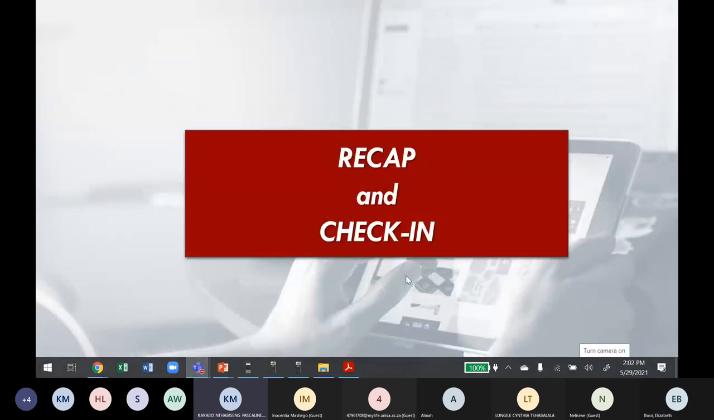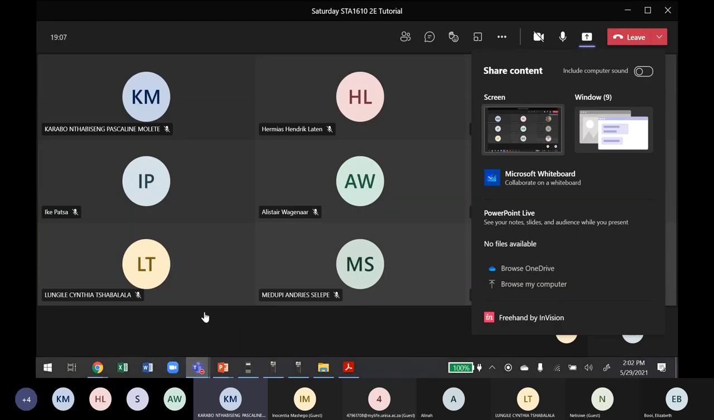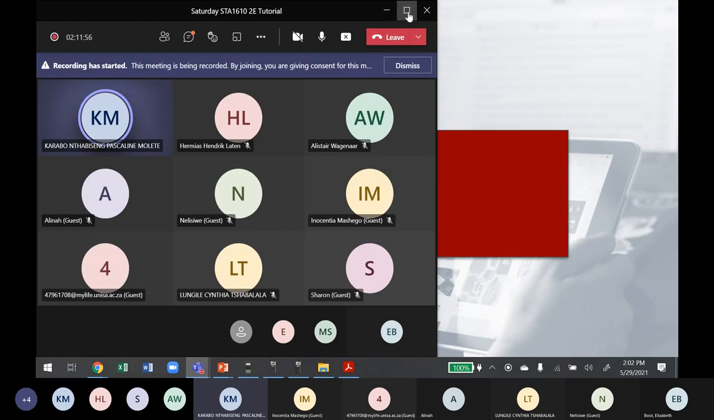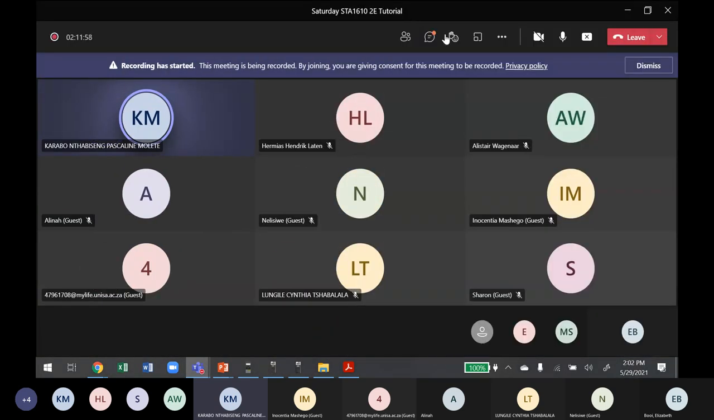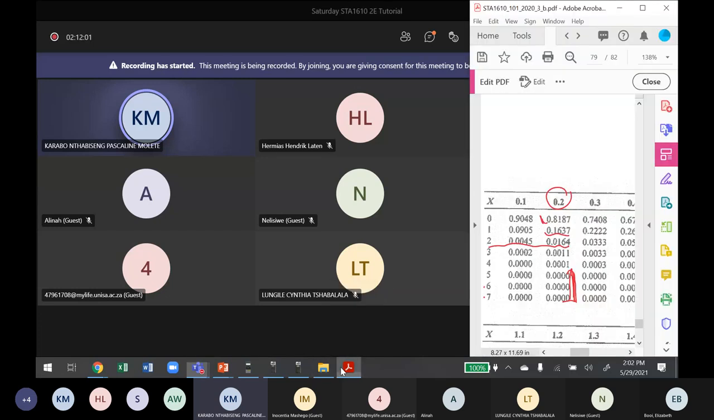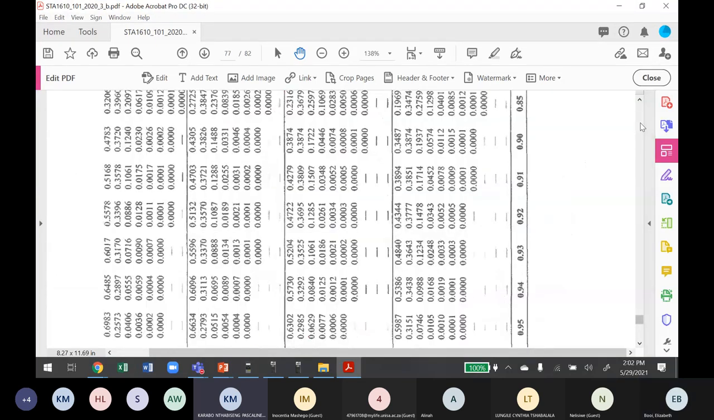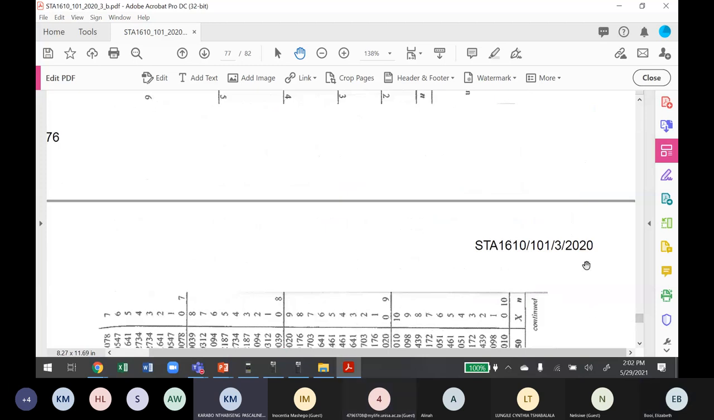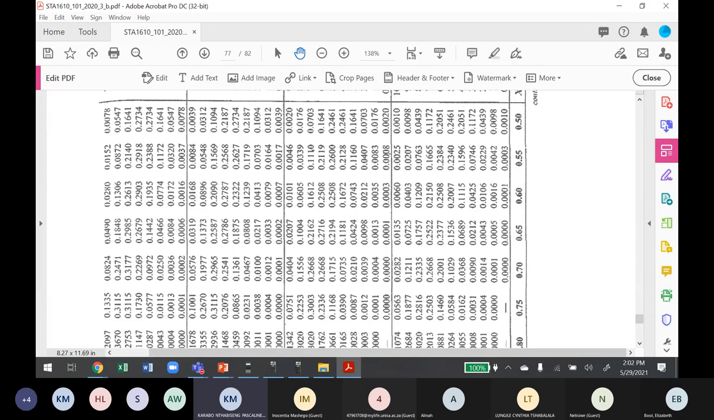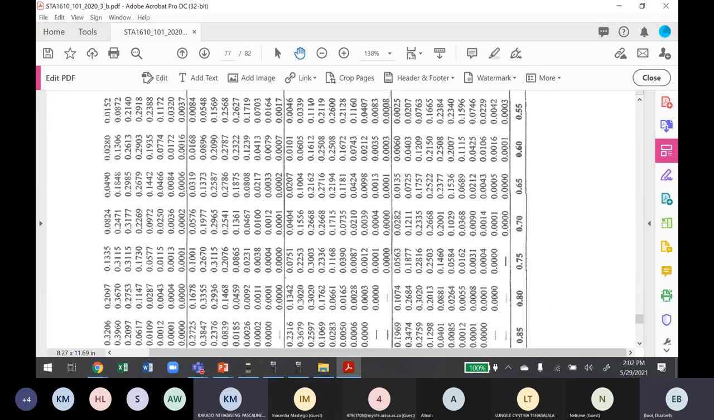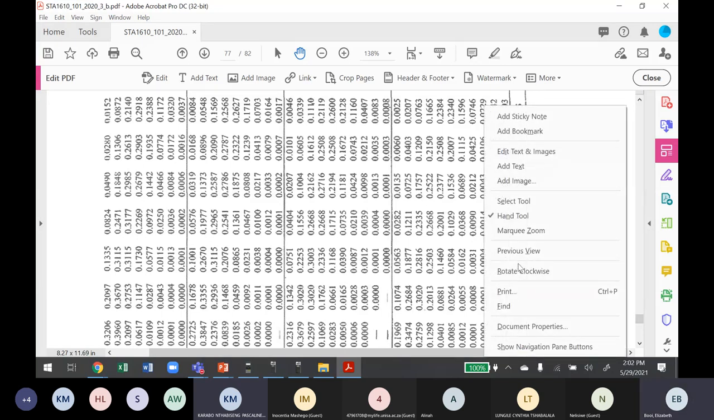I have a question. Yes, you may ask. With regards to the probability table for binomials, if the probability you are given doesn't show on the table, then what do you do? Do you just go ahead and use the formula?